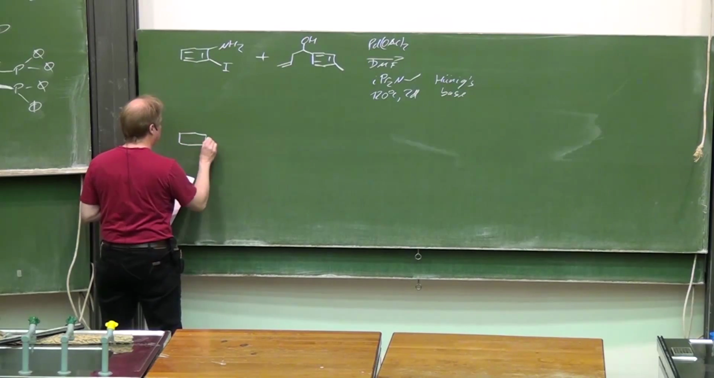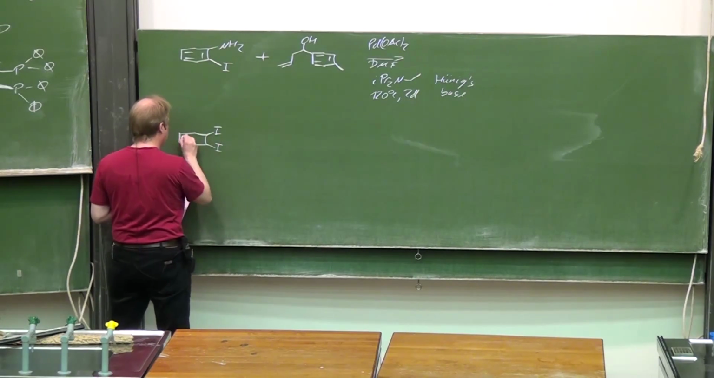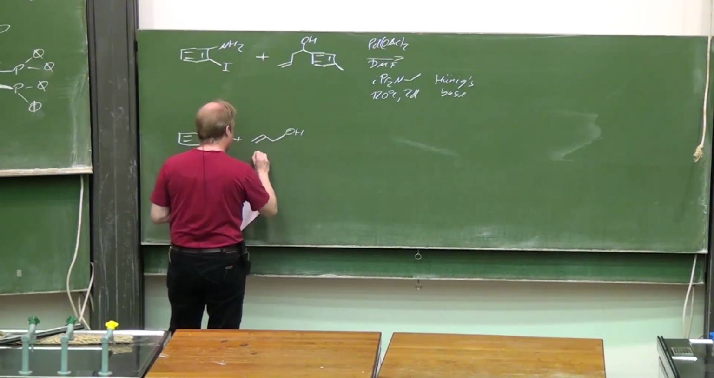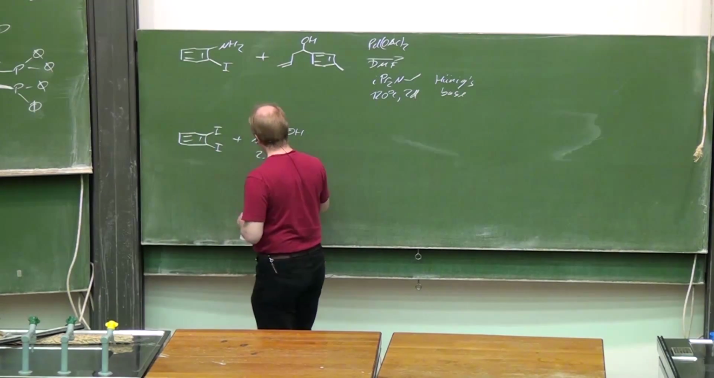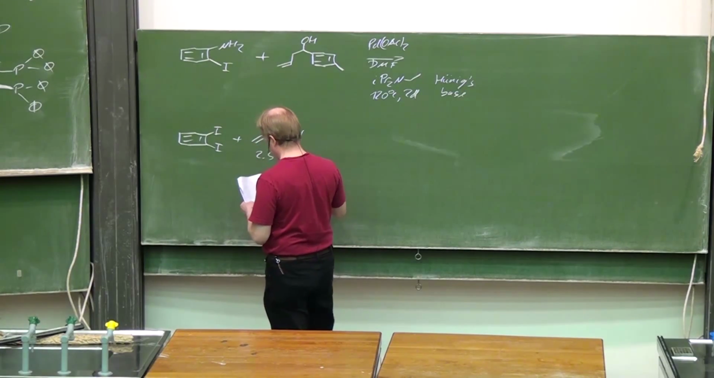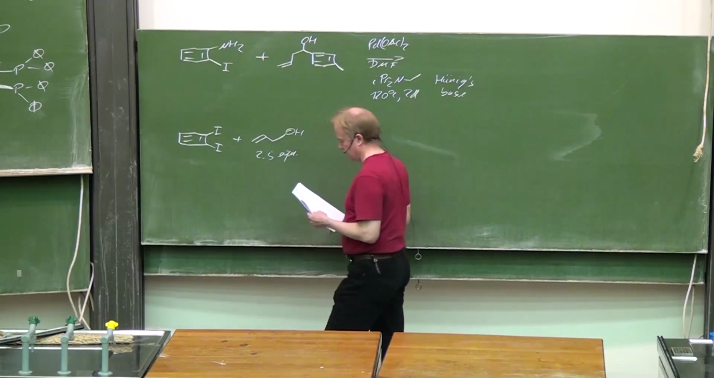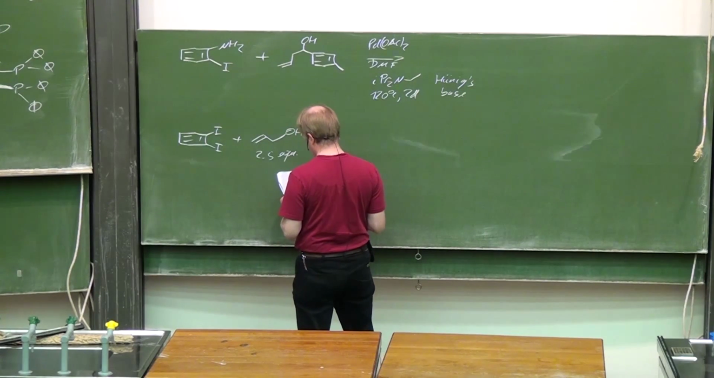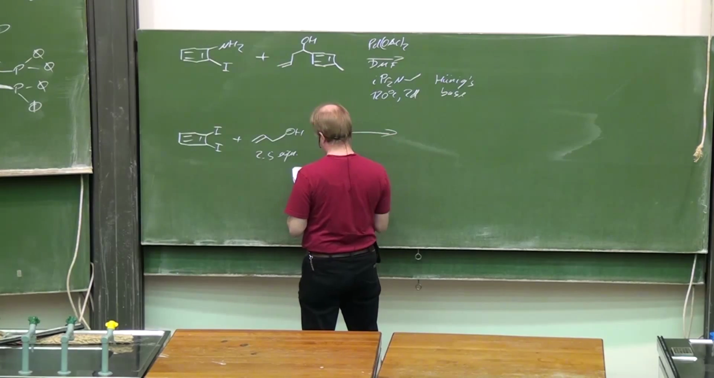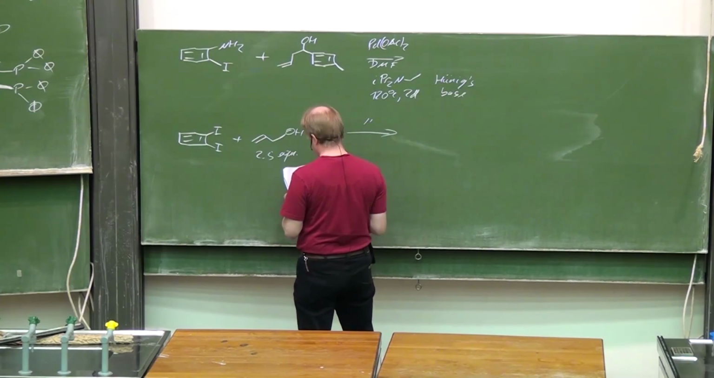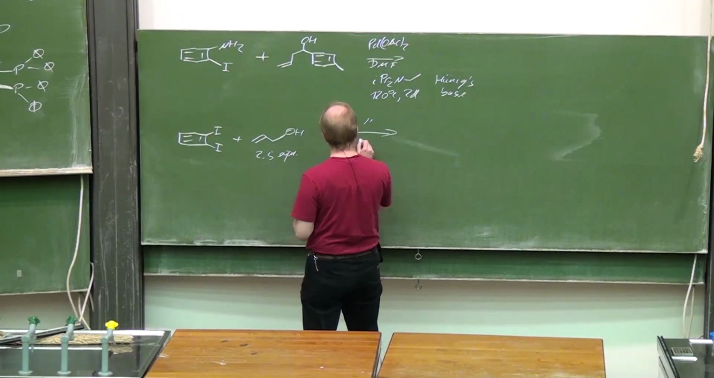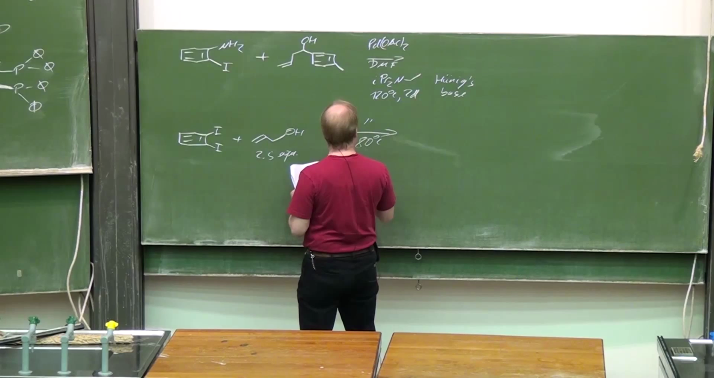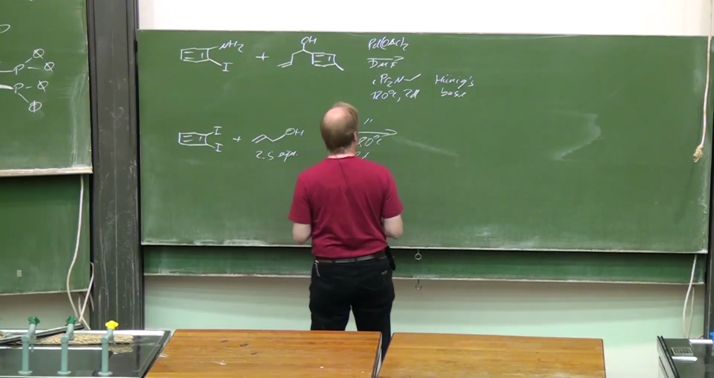Then diiodobenzene plus an excess, 2.5 equivalents, of the parent allylic alcohol. Very similar reaction conditions, 80 degrees, and also 2 days reaction time.